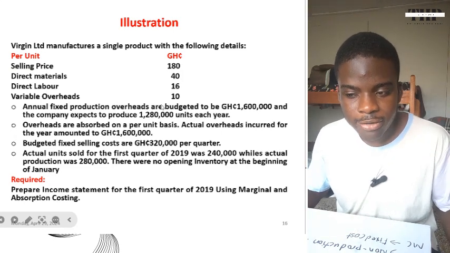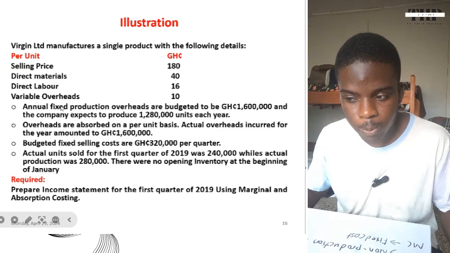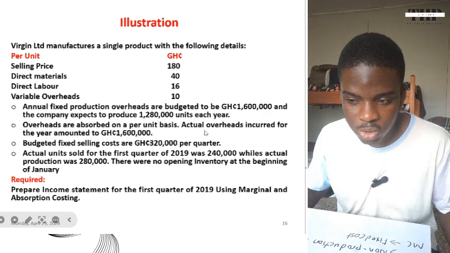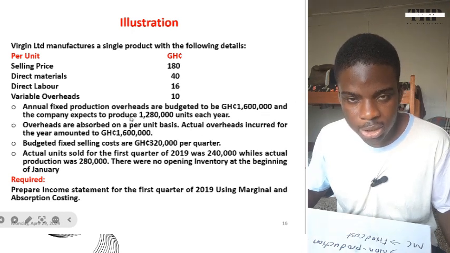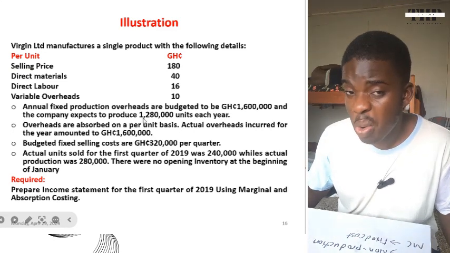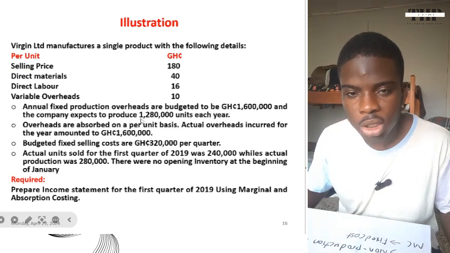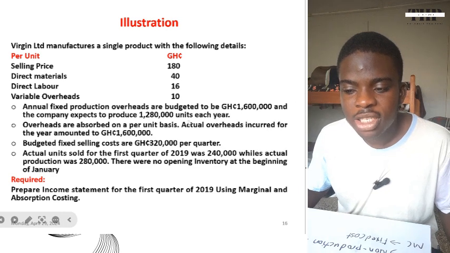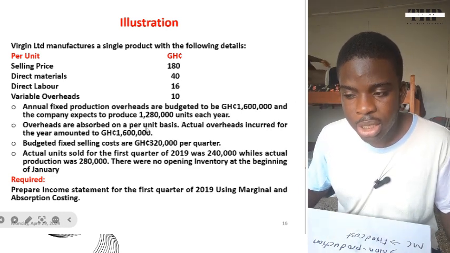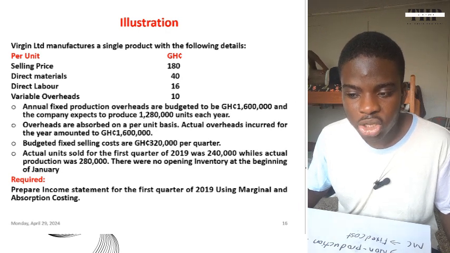Now, you have annual fixed production overheads budgeted to be 1.6 million, and the company expects to produce 1.28 million units each year. Overheads are absorbed on a per unit basis. The actual overheads incurred for the year amounted to 1.6 million.